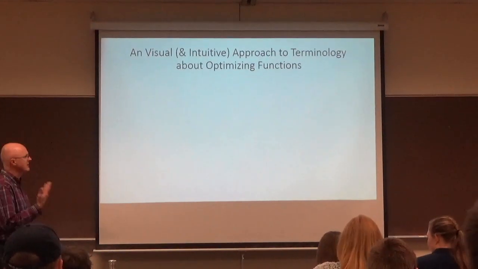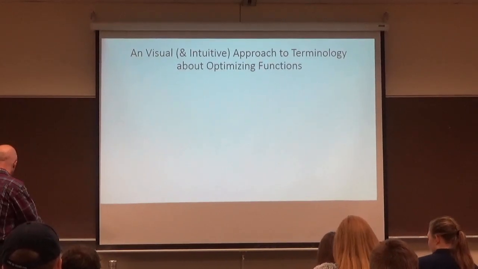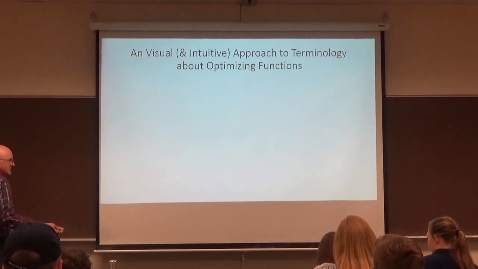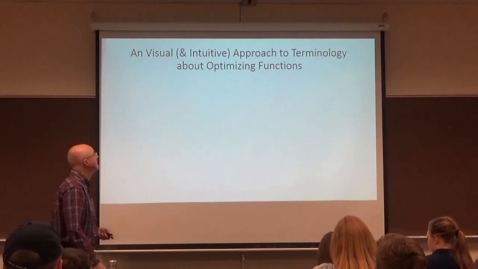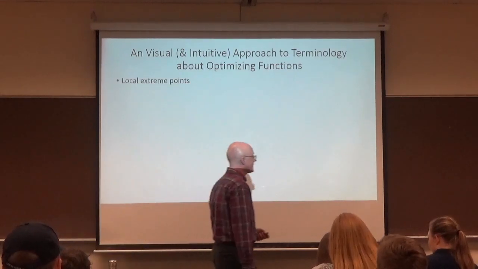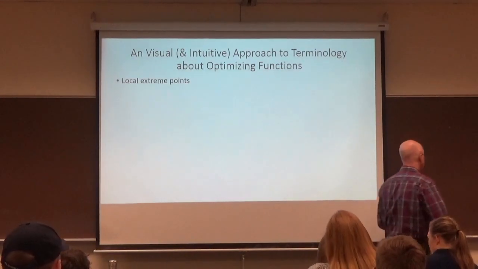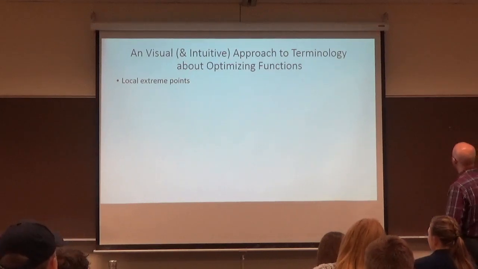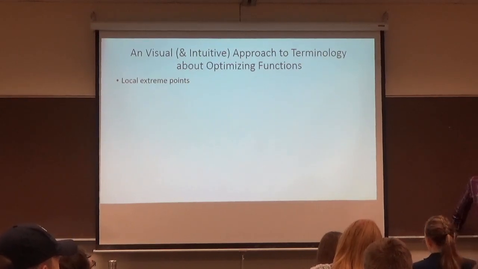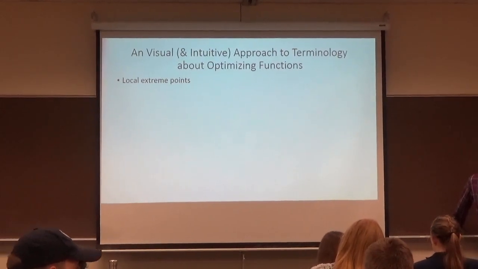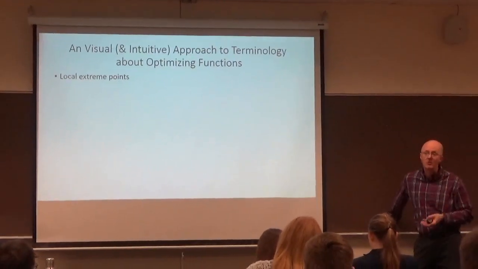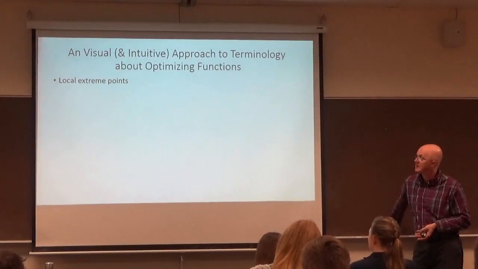Okay, so what I've got here on this slide is going to be a bunch of terminology, and I want to talk about this terminology with drawings. So the first idea is the idea of a local extreme point. And by local extreme, it could be a local maximum or a local minimum. Extreme means max or min. That's the first thing to realize.